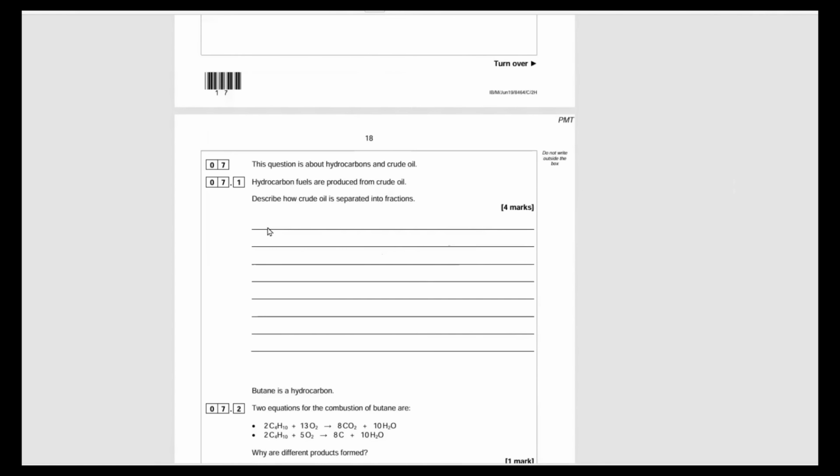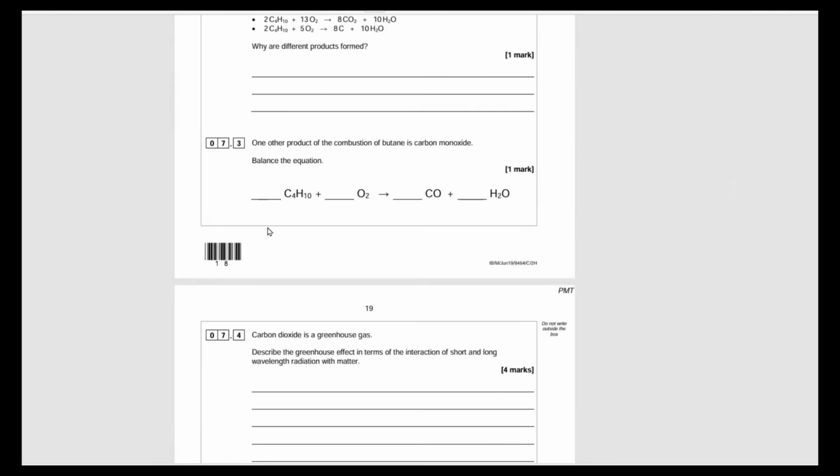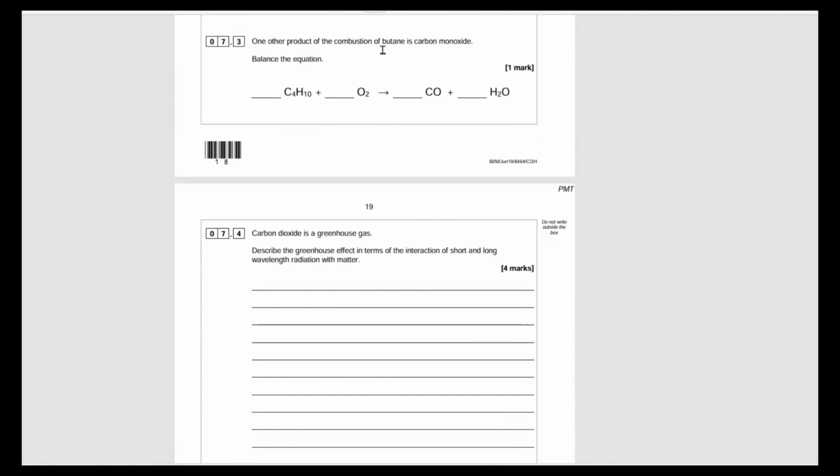So we're on to 7.3. I'm going the wrong way. One product of the combustion of butane is carbon monoxide. Balance the equation. So we've got butane plus oxygen goes to carbon monoxide and water. So how you do these combustion equations, leave the oxygen till last. And in any chemical equation, if you have an element on its own, leave that till last. It's the easiest one to balance last. It's just the trick. So what we're going to do is we're going to look how many carbons are here. There's 4. So I need to put a 4 here. I can't get around that.